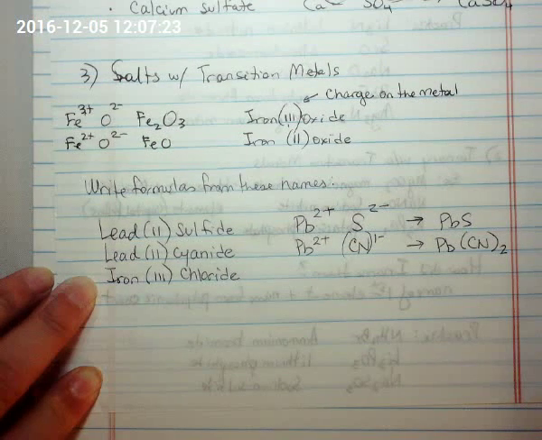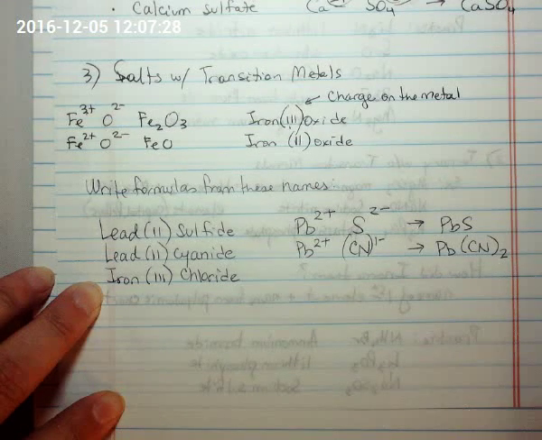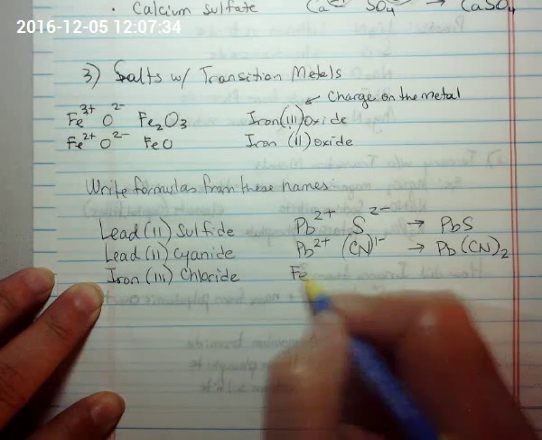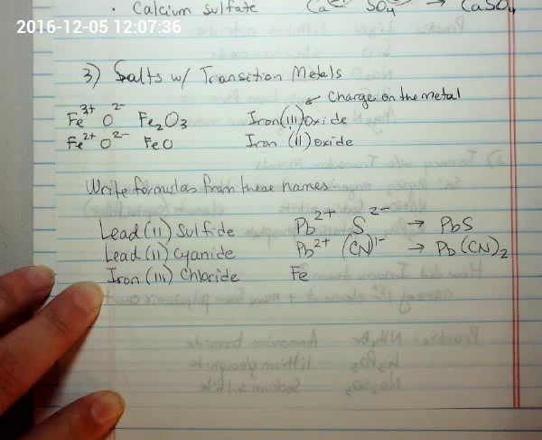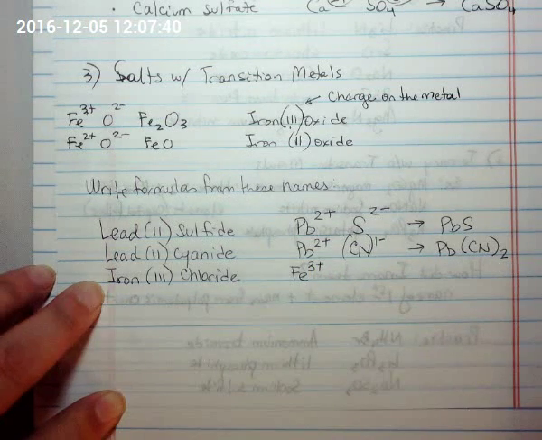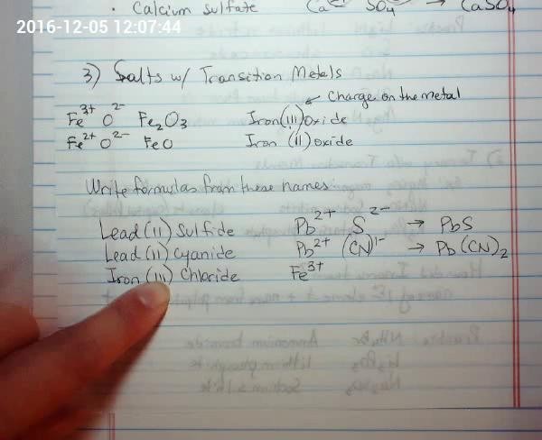Iron 3 chloride. Oh my gosh. Okay. What's the first ion there? What's the symbol for iron? Okay, well, what's the charge for iron? 3. Okay, how come? It's right there. All right.